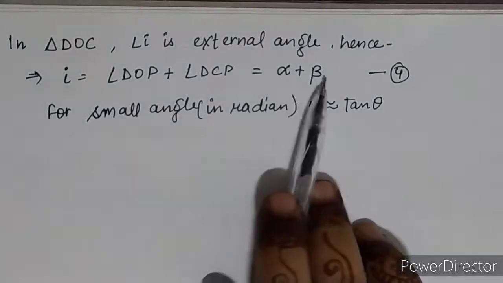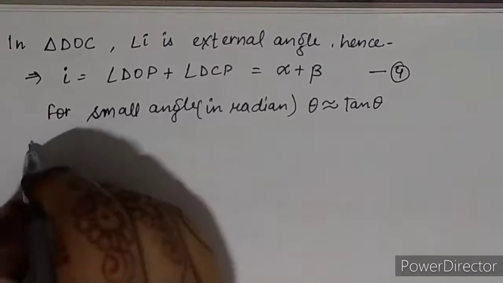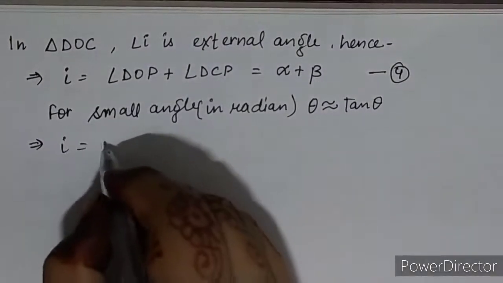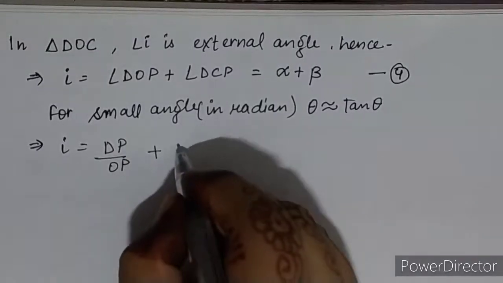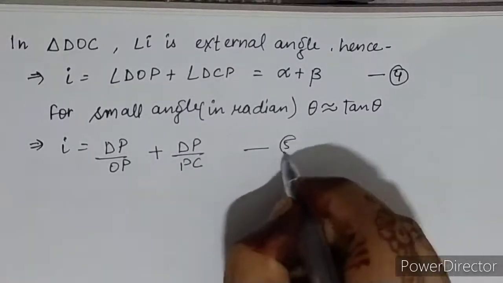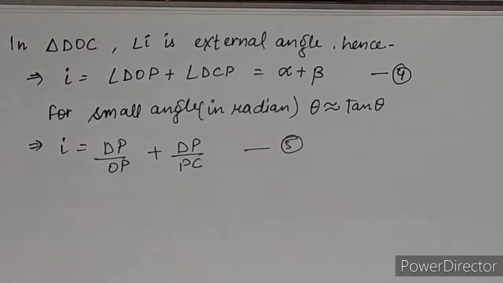Now we have the values of tan alpha and tan beta, that is DP upon OP and DP upon PC, which we have written. So I is equal to DP upon OP for alpha and DP upon PC for beta. This is equation number 5. Clear? Now, as we have taken the triangle for the object side, we are taking another triangle on the image side.